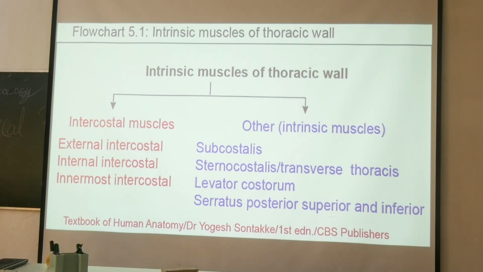Okay, intercostal muscles. You have to see three intercostal muscles: external, internal, and innermost intercostal. Other intrinsic muscles are the subcostalis, sternocostalis or transversus thoracis, levator costorum, and serratus posterior, superior and inferior. These are the other intrinsic muscles.